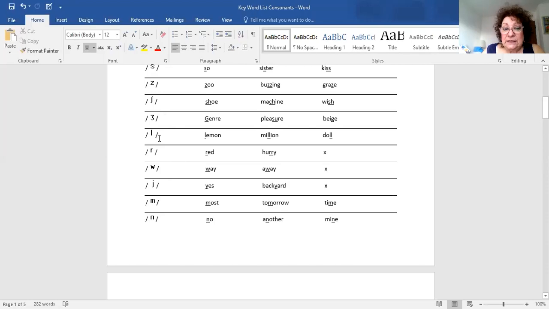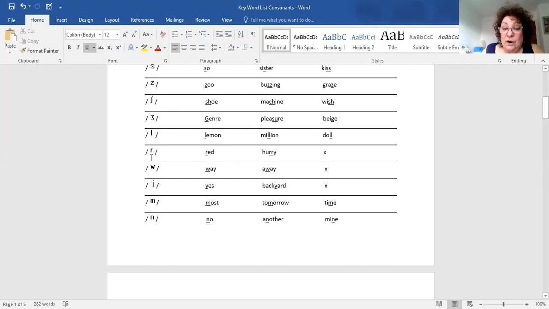Okay, now we're going to move to lateral. Lateral, the tip of the tongue moves to the alveolar ridge. Lemon, million, doll. And we only have one lateral sound. Lowercase alphabet letter L is the L sound, and it is voiced and has no voiceless cognate. Now we move to glides. R, red, hurry. Again, in final position, there cannot be a glide because you need a sound to follow. In final position, R, it doesn't exist, but does as a vowel sound.